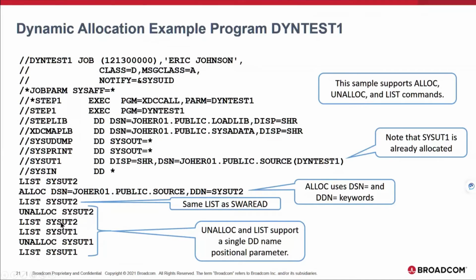Then we'll say list SYSHUT1. Now SYSHUT1 we coded in the JCL. And then we will unallocate that, and then try to list it, and it will be gone. So this will say it no longer exists. And we'll look at the details of the test program.